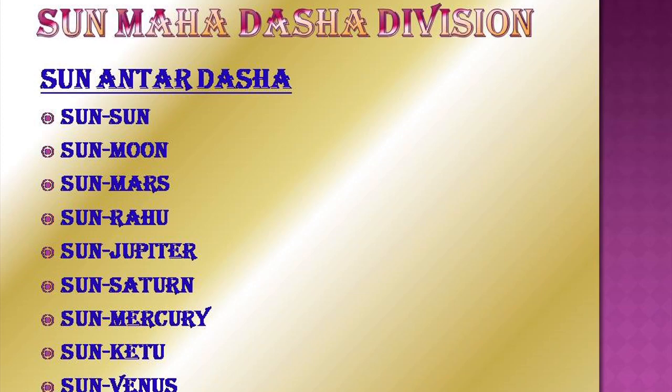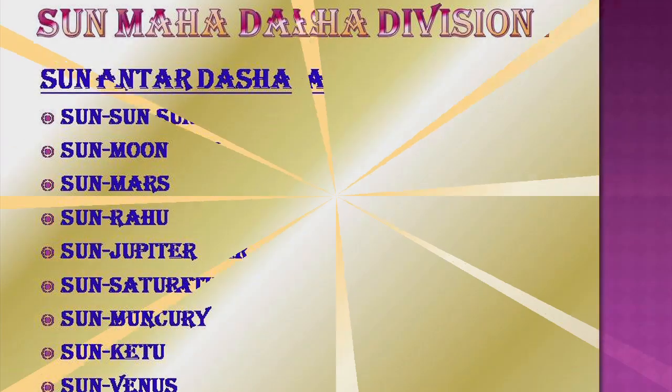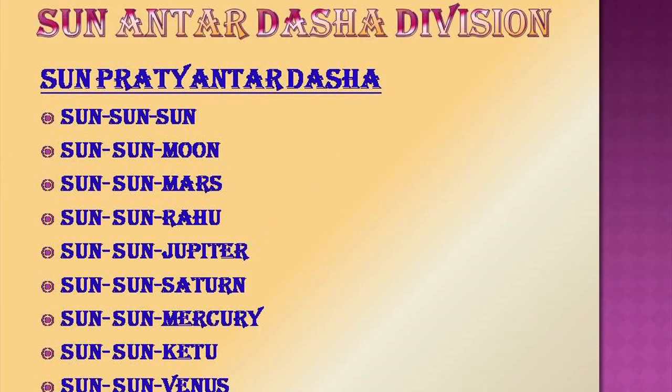So for example, to predict the life events in the Sun-Mars Antar Dasha, you have to look at the placement of Mars as well as Sun in the birth chart. Now, let's take an example of an Antar Dasha. Here we will take an example of the same Sun Antar Dasha we just discussed.